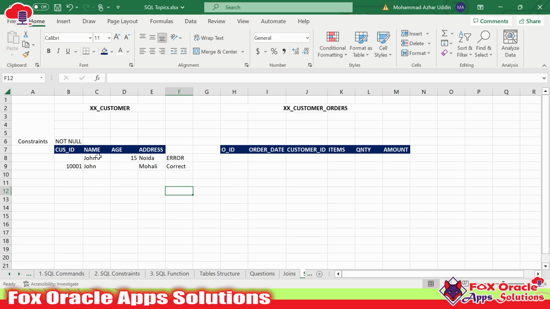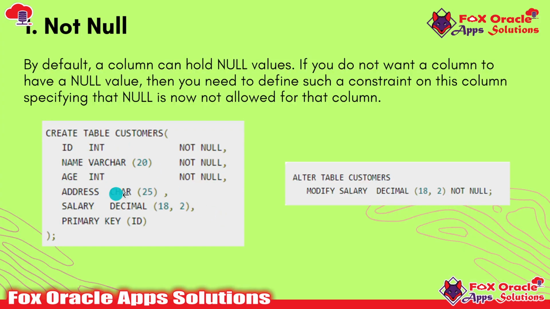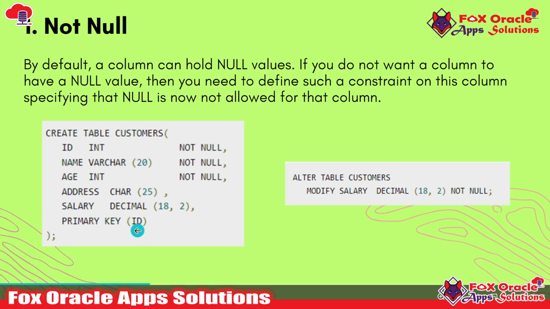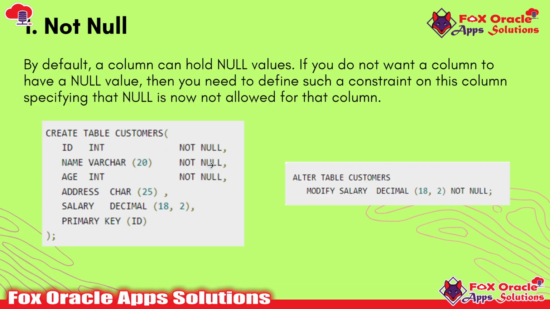Correct. But this is not correct because the first ID cannot have the null value. That's the benefit of adding a constraint in a specific table. And here you can see this is a command to add the constraint in a table while creating the table. And if you want to add a constraint once the table is created, later on you can use the ALTER TABLE command with MODIFY so that you can modify the structure of this customer table by adding NOT NULL for any specific columns.